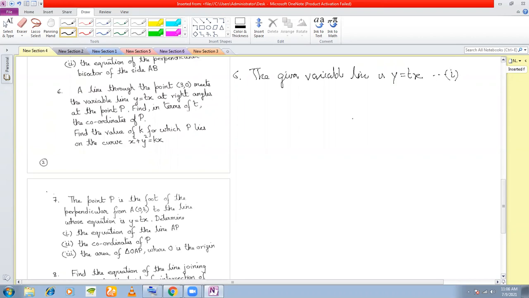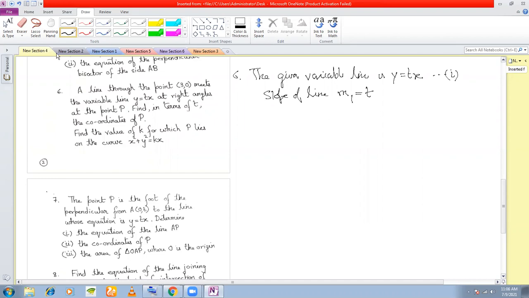Now you see, the line through the point (3, 0) meets the variable line y equal to tx at right angles at the point P. So what is the slope of line 1? Y is equal to mx plus c. Compare it. You get M1, the slope of this line, is equal to t. Right.